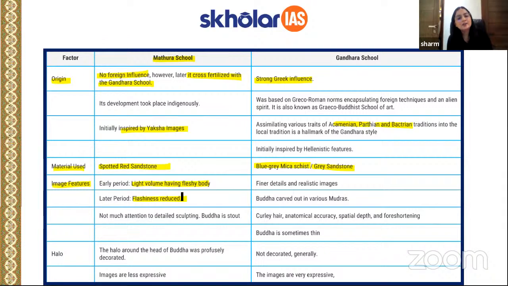Whereas in Gandhara school of art, there were finer and realistic details. Buddha was carved out in various mudras. We had spoken about 4 mudras in our previous slides. Also, students, there was anatomical accuracy, there was spatial depth, and there was curly hair depiction.